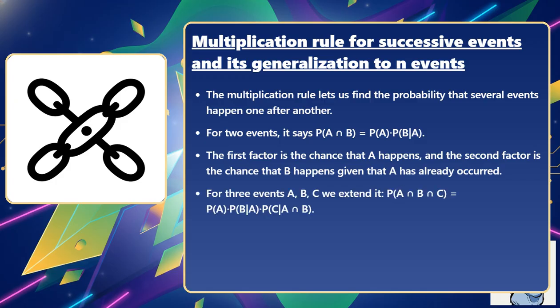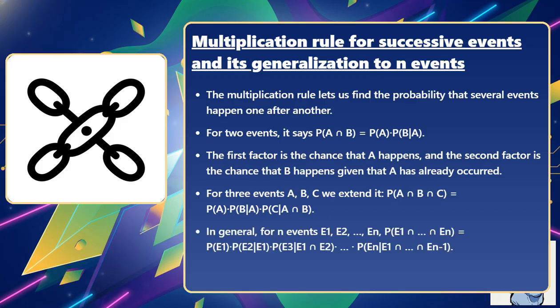For three events A, B, C, we extend it. P(A intersect B intersect C) equals P(A) times P(B given A) times P(C given A intersect B). In general, for n events E1, E2, ..., En, P(E1 intersect ... intersect En) equals P(E1) times P(E2 given E1) times P(E3 given E1 intersect E2) times ... times P(En given E1 intersect ... intersect En minus 1).